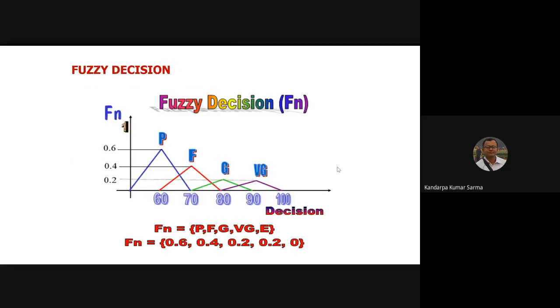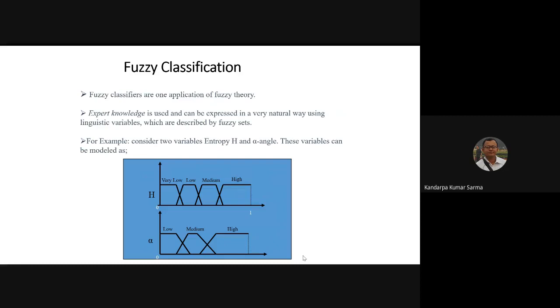So how is a fuzzy decision derived? The fuzzy decision is derived based on the use of fuzzy membership functions and finding a closest match between the values of the fuzzy membership functions. As shown in this particular slide, each of the fuzzy membership functions will have the values derived, like P, F, G, VG. So they can have values of 0, 0.6, 0.4, 0.2, 0.2, and 0. Now from that, we can determine a closest match, and that particular closest match will lead to a fuzzy decision making. So fuzzy classification is based on fuzzy classifiers that are built up by the use of the fuzzy theory.